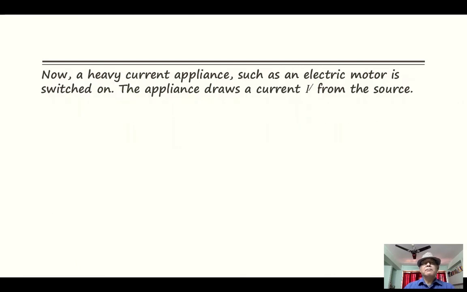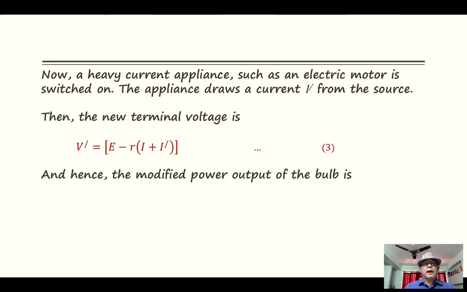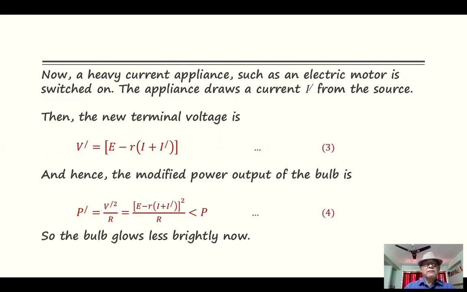Now a heavy current appliance, such as an electric motor, is switched on. The appliance draws a current I dash from the source. Then the new terminal voltage is as given by equation 3. And hence the modified power output of the bulb is P dash equal to, as given by equation 4, and which is less than P. So the bulb glows less brightly now.